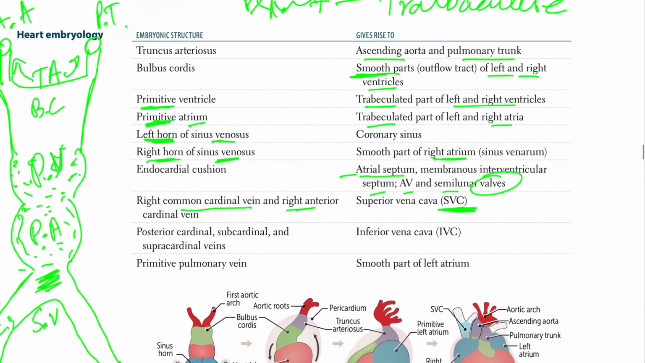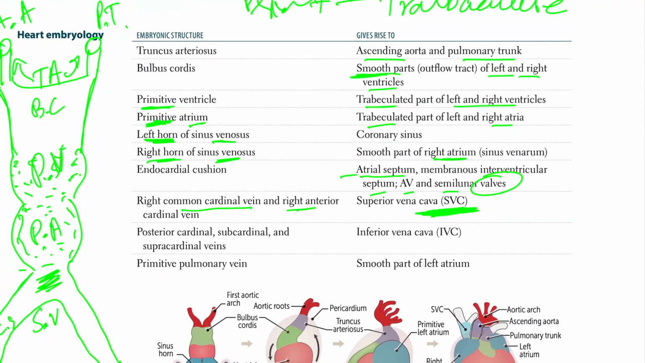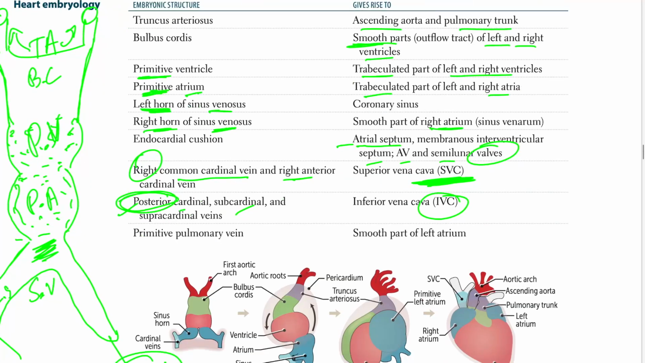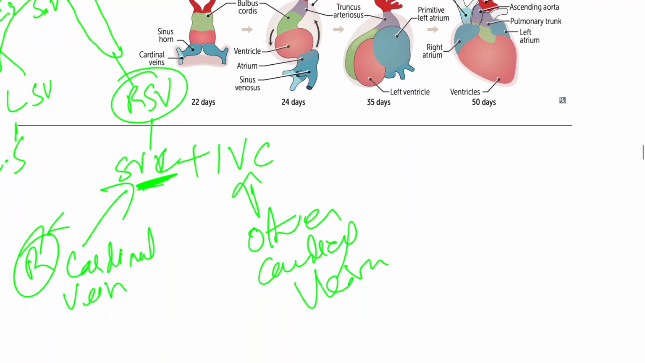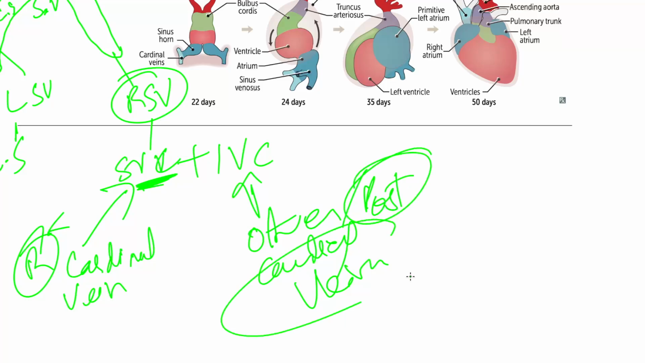So they're giving rise to SVC, high yield. All the other ones, not the right ones, the posterior, the cardinal, subcardinal, anything with the posterior one is going to give you the IVC. So other cardinal veins, or you can also write posterior cardinal veins, will give rise to IVC. So who's giving rise to what is a high yield point, okay?